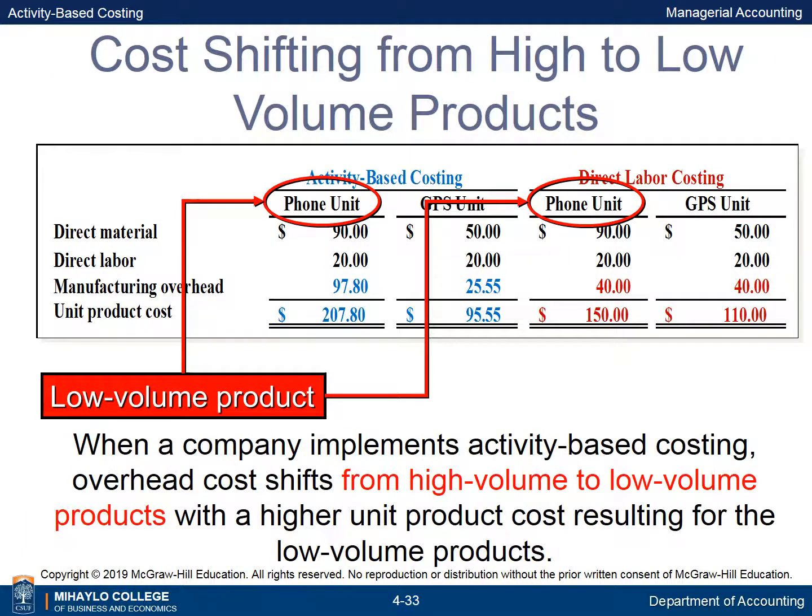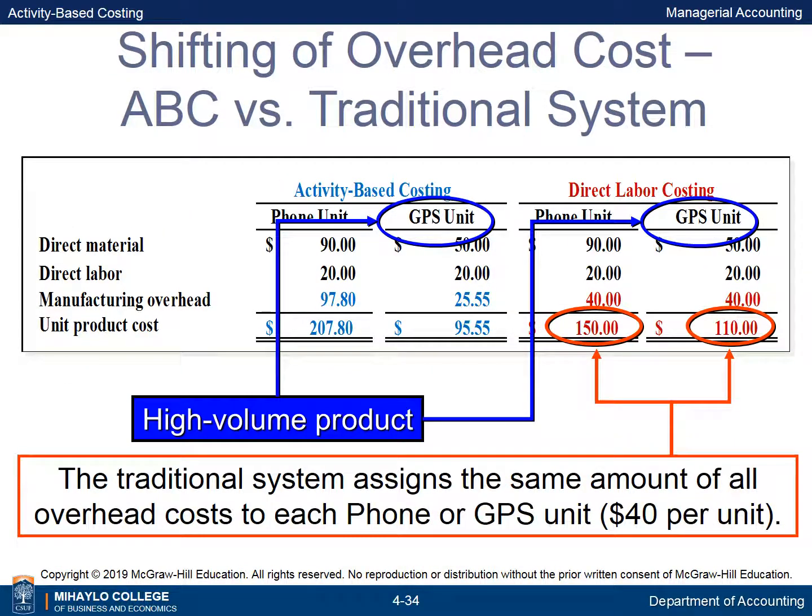Activity-based costing shifts costs from high-volume products produced in large batches to low-volume products produced in small batches. This occurs because of the existence of batch-level and product-level costs. The traditional system assigns the same amount of all overhead costs, including the costs related to production orders, to each GPS or phone unit, $40 per unit.